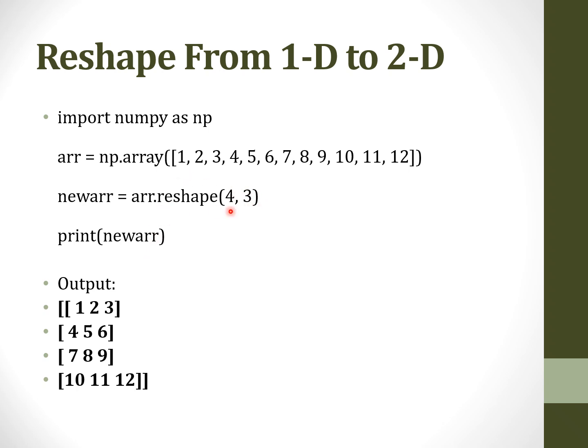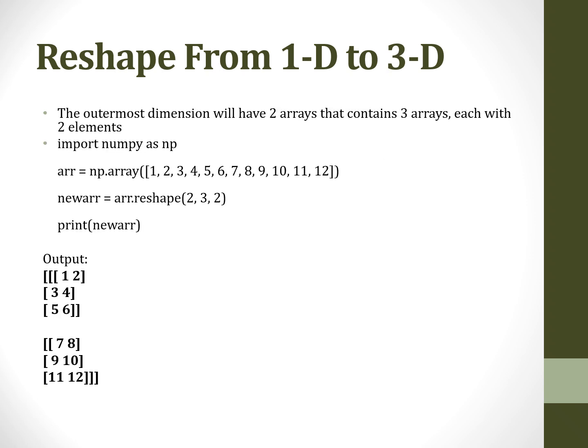If you give it like this, what happens? The array which is already given is reshaped with elements in 4 rows and 3 columns, and it is assigned to the new array. So now if you print the new array, you can find a new array with 4 rows and 3 columns. You can do the same thing to convert the one-dimensional array to a 3-dimensional array. So you can have 2 rows, 3 columns, and 2 frames, and like that the elements will be arranged.